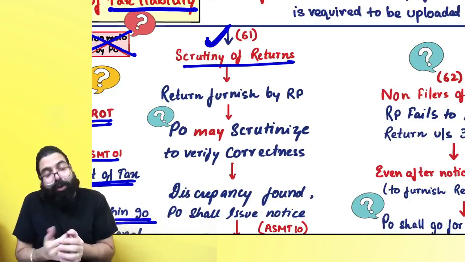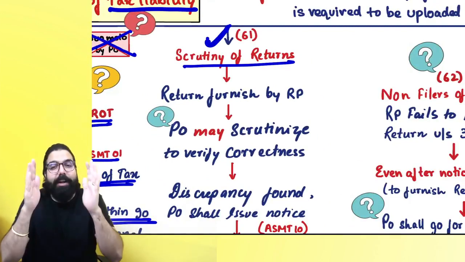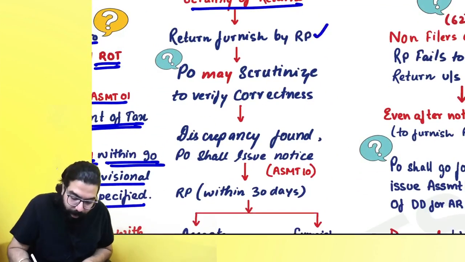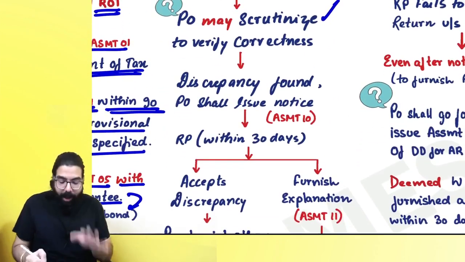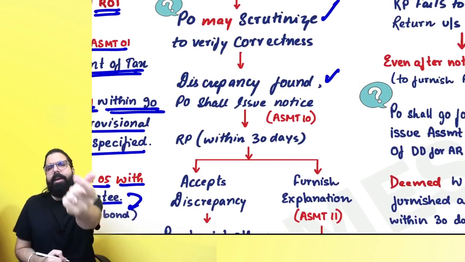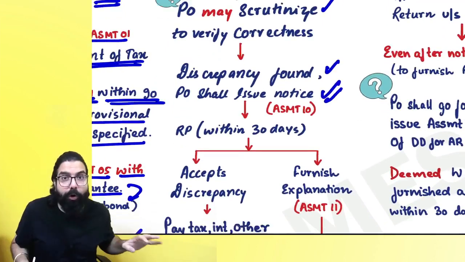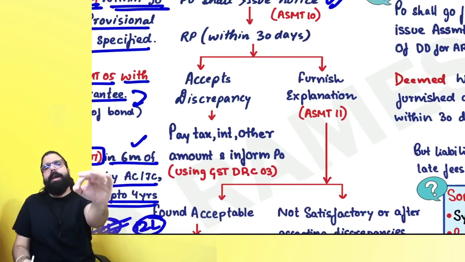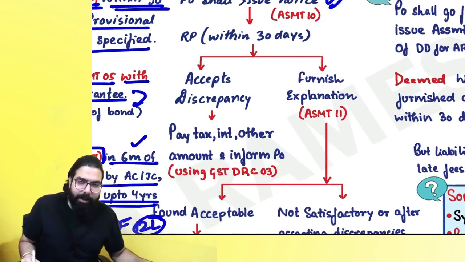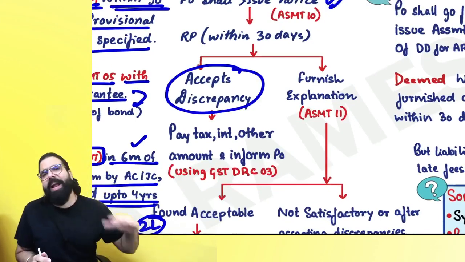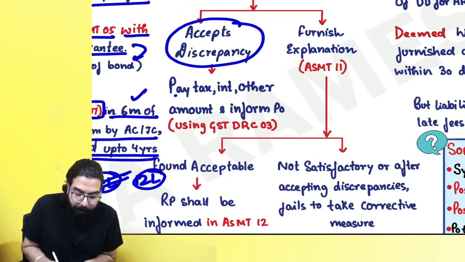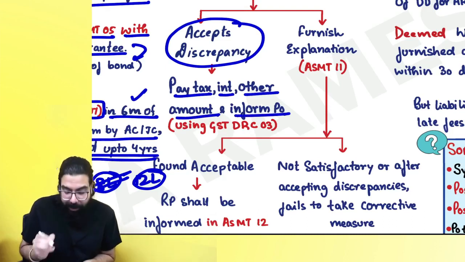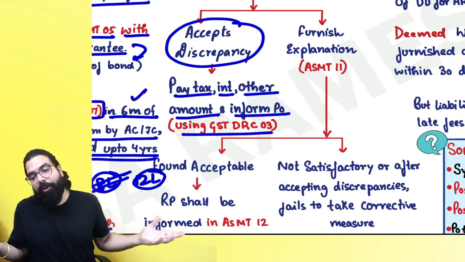If the officer scrutinizes my return to verify its correctness and finds some discrepancy, then he will issue me a notice. Once he issues me a notice, I can accept the discrepancy, or I can give an explanation also. If I accept the discrepancy, pay the tax, interest and any other amount, and inform the proper officer in DRC 03, very good, he is very happy.